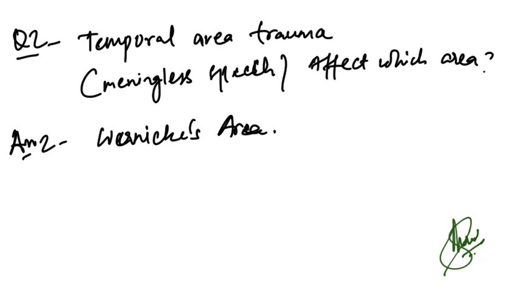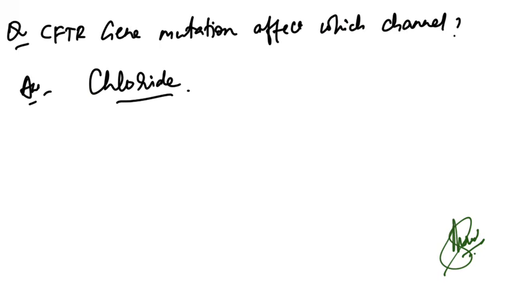Temporal area trauma with symptoms of meaningless speech from the patient, which area will be affected? So Wernicke's area is most likely to be affected. Now CFTR gene mutation affects which channels? So chloride channel is affected when CFTR gene mutation is there.